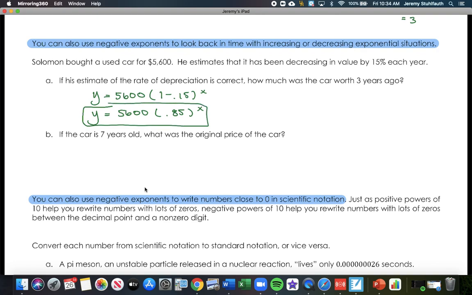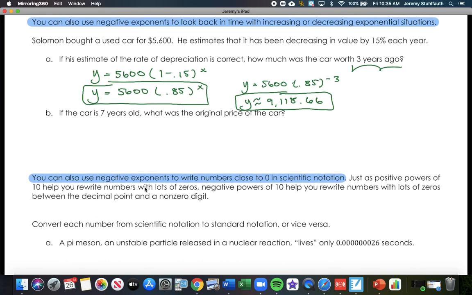Now we want to know what the value of the car was worth 3 years ago. So we don't want x to be 3, we want x to be negative 3. So 5,600 times 0.85, because 3 years ago would be minus 3. So what that gives us is y is approximately $9,118.66. So 3 years ago, the car was approximately $9,118.66.